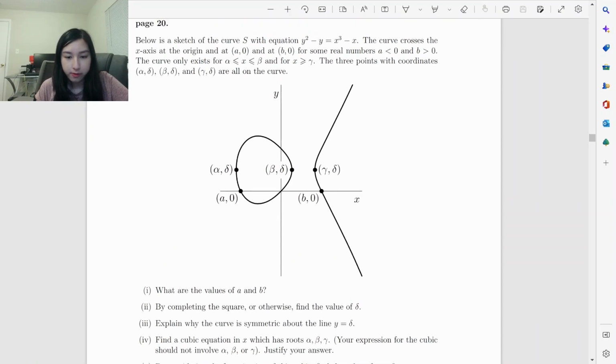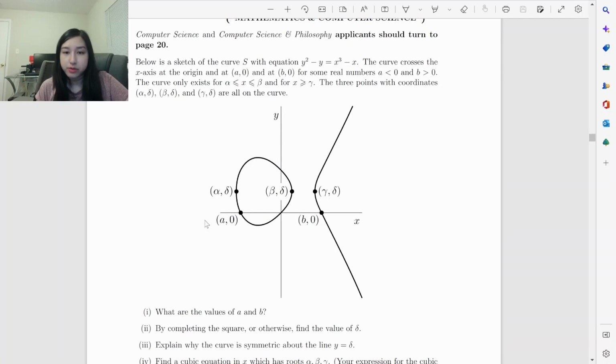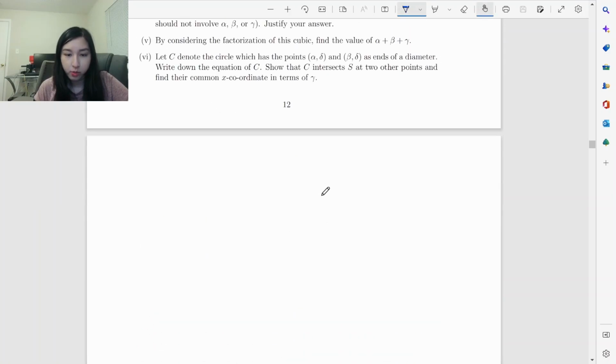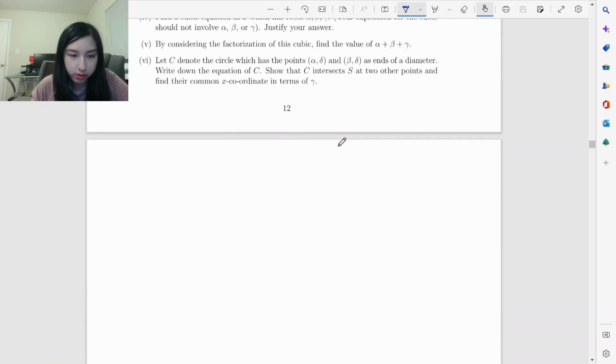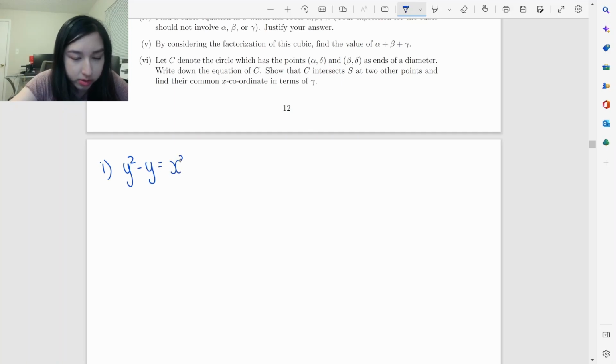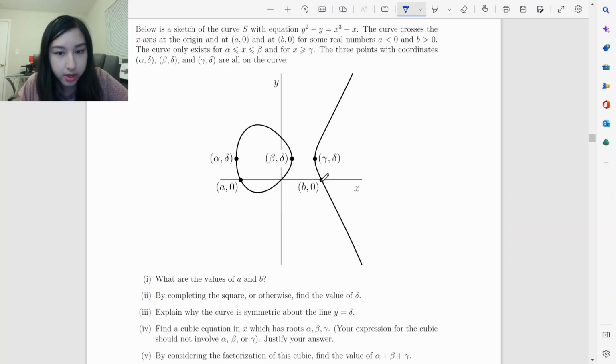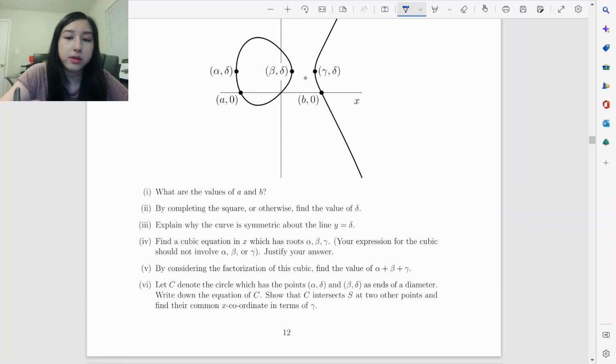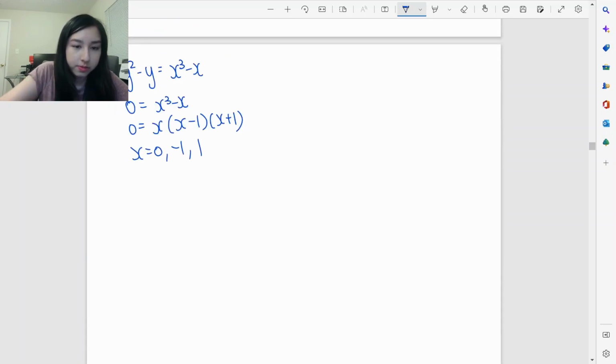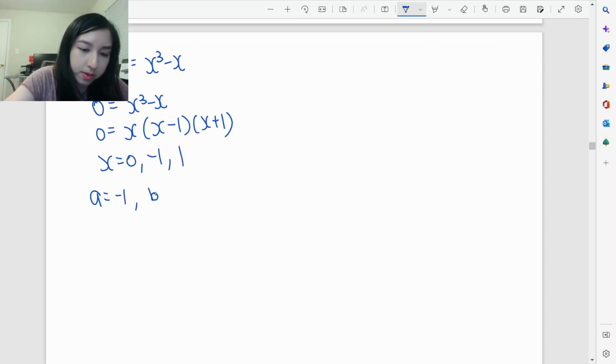What are the values of a and b? Well, a and b are x-intercepts, so clearly if they're x-intercepts, we're going to have to plug in y as 0. So let me write down the original question first so I don't forget. So part 1, y squared minus y equals to x cubed minus x. So when I plug in y as 0, I have 0 equals to x cubed minus x. Factorize out the GCF. I get x equals to 0, negative 1, and positive 1. And a is negative, b is positive, so a is clearly negative 1, b is the positive 1, and this is our 0. So write that in, a equals negative 1, b equals positive 1.